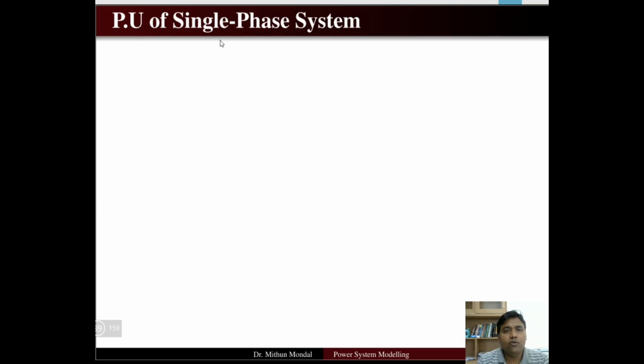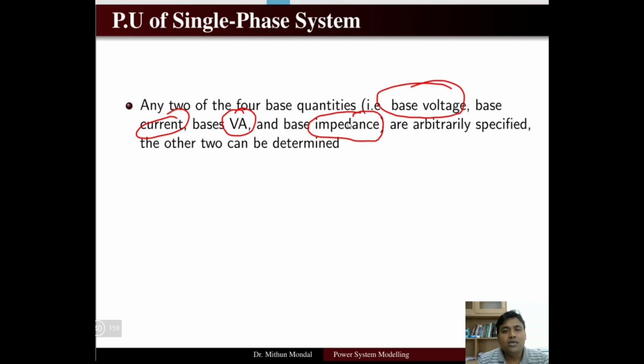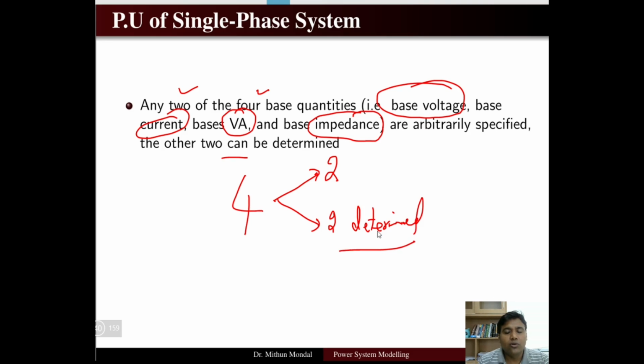So first we will see for a single phase system how we obtain the per unit values, and then we'll go for the three phase system. Basically there are four quantities. One is the voltage, another is the current, then the power in volt ampere, and the impedance. Out of these four quantities, we have to define any two. The other two can be easily determined if we know the two quantities.